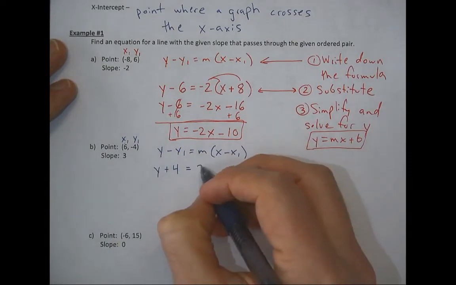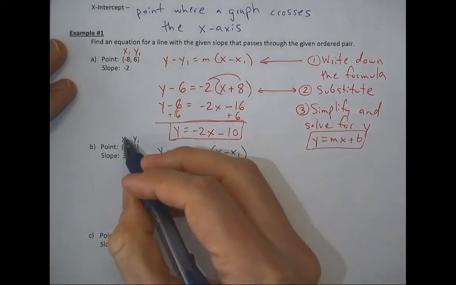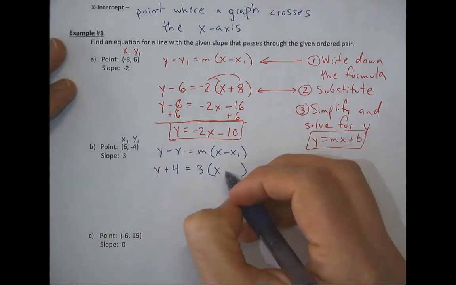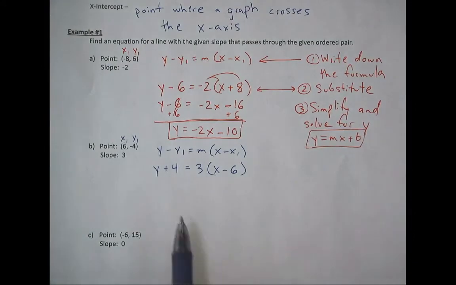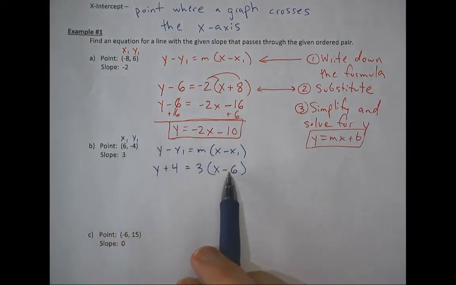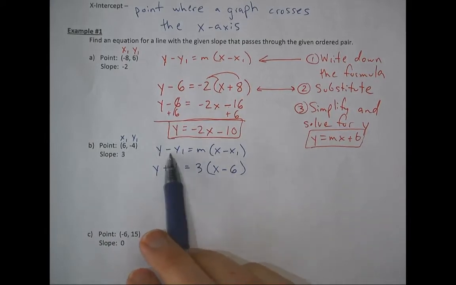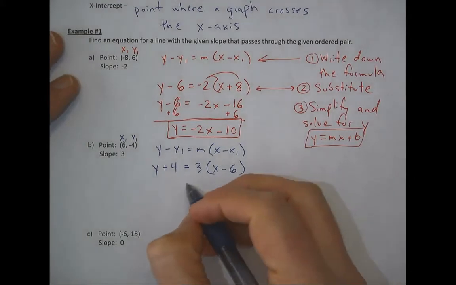Slope just falls right in, 3. And in here, it's going to be x minus x1. Now, x is positive, so I'm going to put minus 6. So again, it's kind of like the opposite. You plug in a negative, you actually write plus. You plug in a positive, you actually write minus because that's what the equation starts as, and a positive isn't going to change it. Okay, let's distribute to simplify.